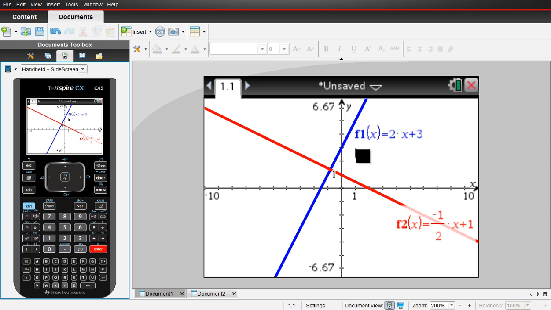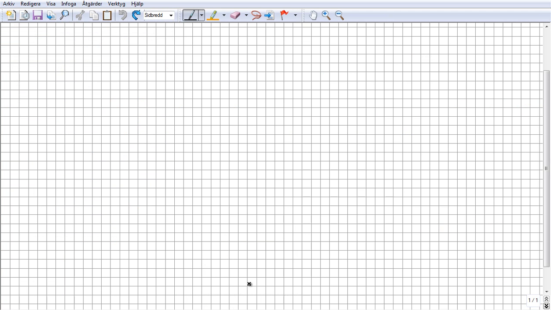As we can see, these two lines are perpendicular, so we have an angle here between these two lines, and the angle is 90 degrees. They are perpendicular. So let's remember these functions, 2x plus 3, and then we had the other line, minus a half, or 1 over 2 x plus 1. They are perpendicular to each other.